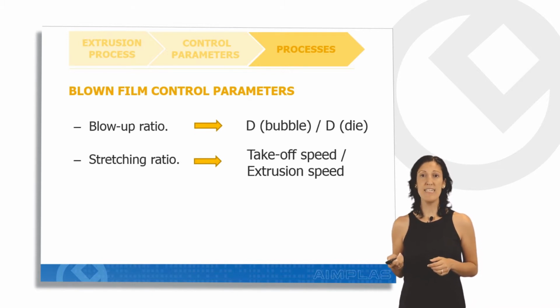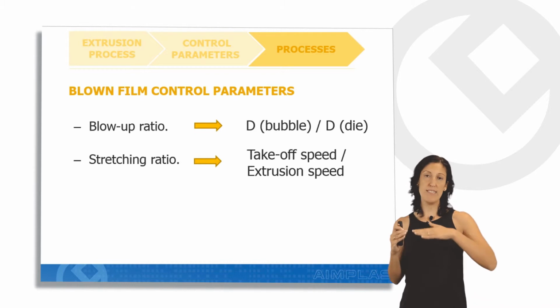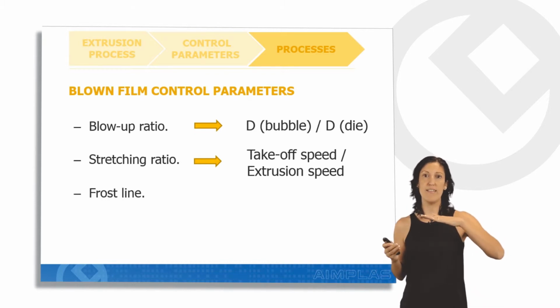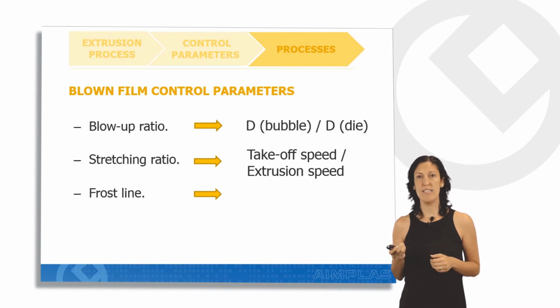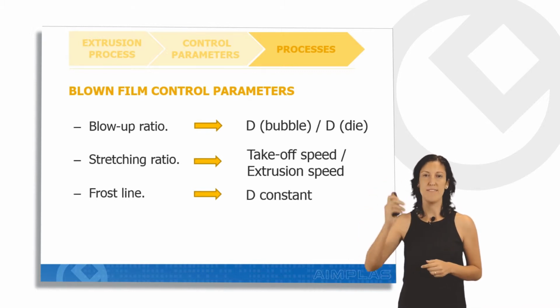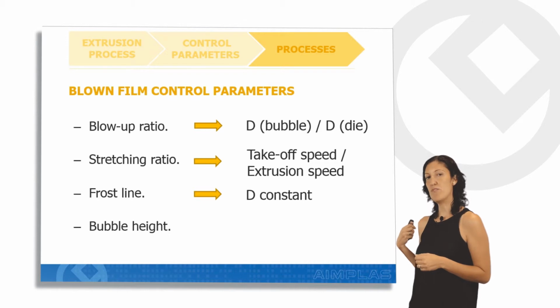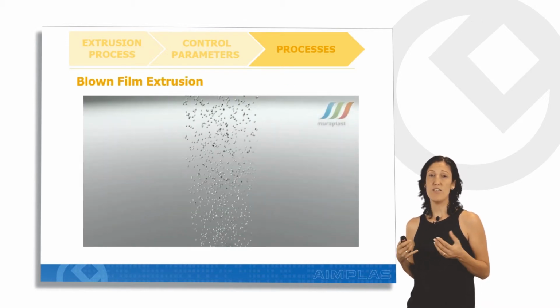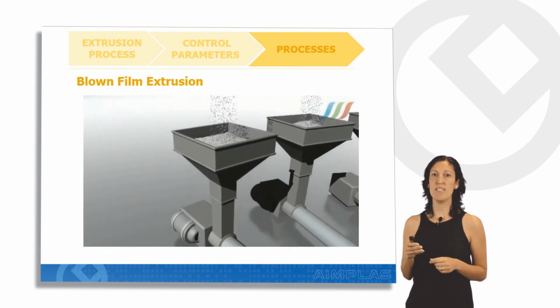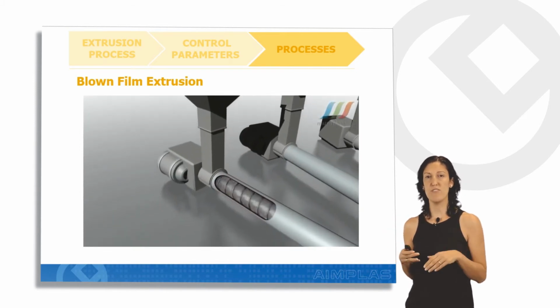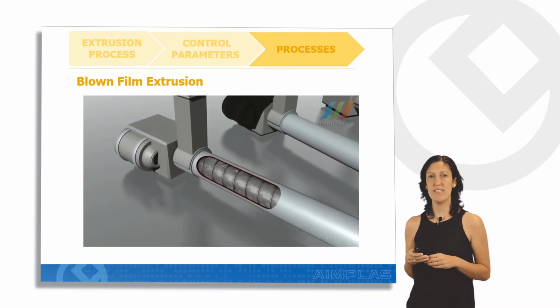The frost line is the line placed where the diameter of the bubble becomes constant, and also the bubble height. So let's now see a video so you can get a general idea of the process. The material gets into the extruder. This is the screw.